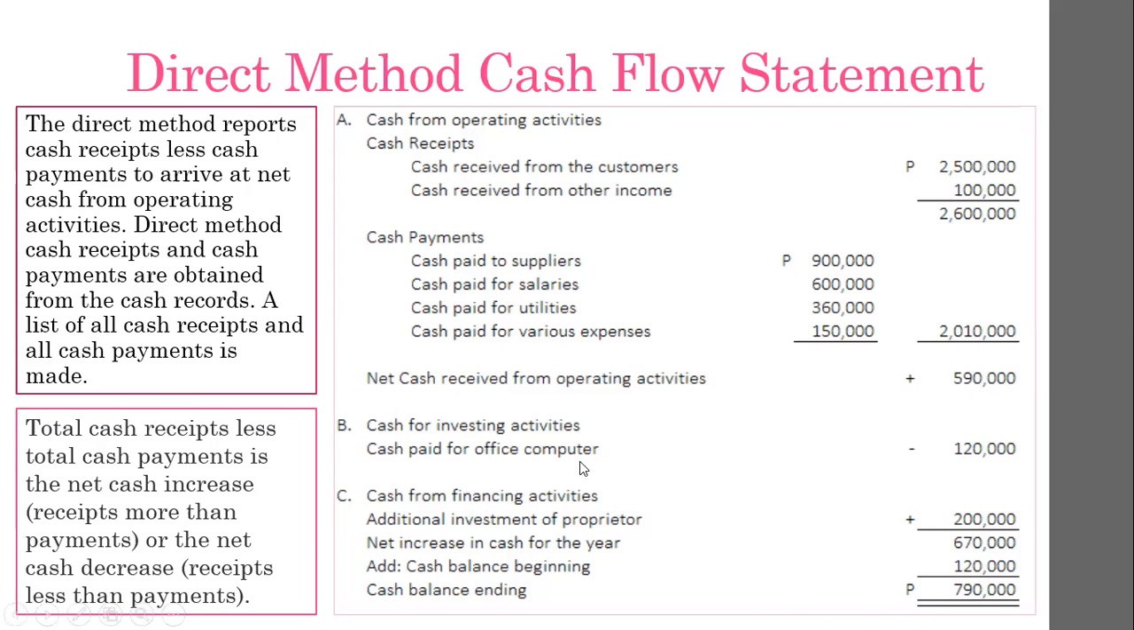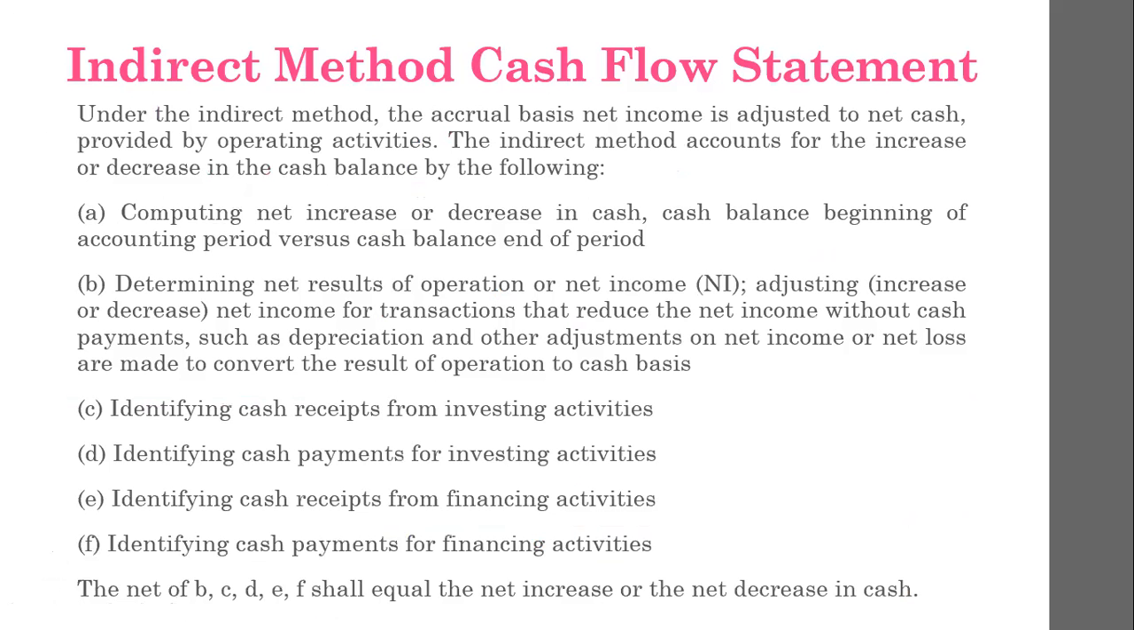Okay? Next, indirect method cash flow statement. Under the indirect method, the accrual basis net income is adjusted to net cash provided by operating activities. The indirect method accounts for the increase or decrease in the cash balance by the following. A, computing net increase or decrease in the cash balance beginning of accounting period versus cash balance end of period. Papakita ko yan sa illustration, but isa-isahin lang muna natin.